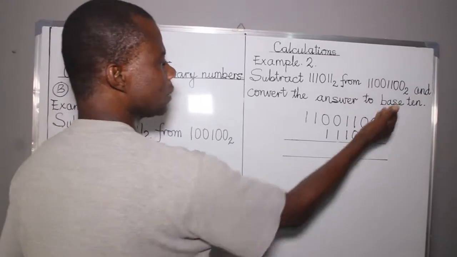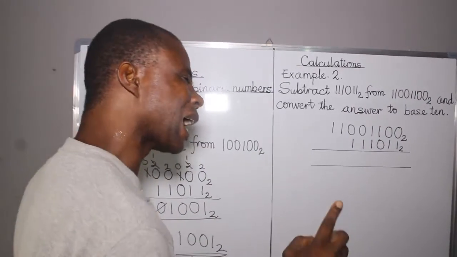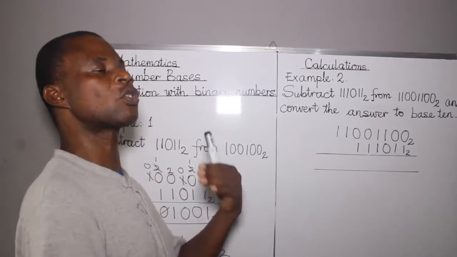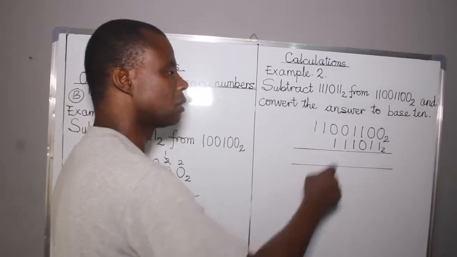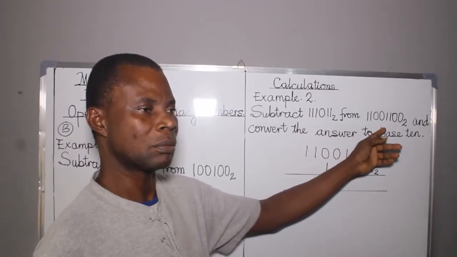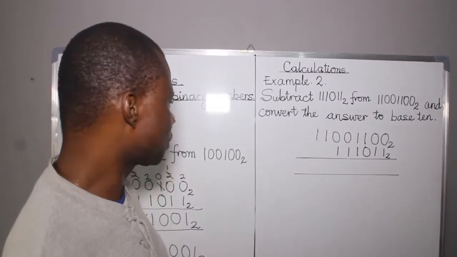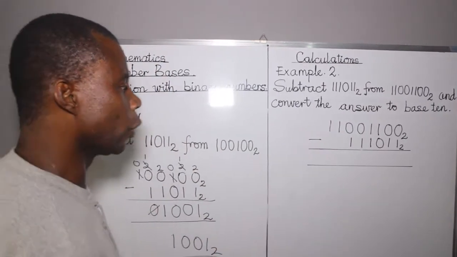Now, this figure is here, and this one is here. Take note, when you're asked to subtract from, the figure in front is what you are taking away from the figure that follows. So you don't write this at the top and this at the bottom. No, the first figure goes to the bottom, the second figure comes to the top. So take note of that. Subtract. Now let's quickly go.